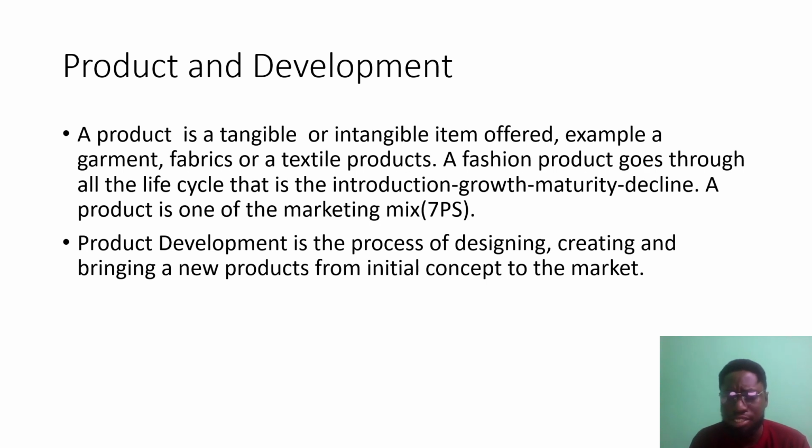So a product is a tangible or intangible item offered. Example, garment, fabrics, or textile products. A fashion product goes through all the life cycle, that is the introduction, the growth, the maturity, and the decline. So a product is one of the marketing mix or the 7 P's. So product development is a process of designing, creating, and bringing new products from initial concept to the market.